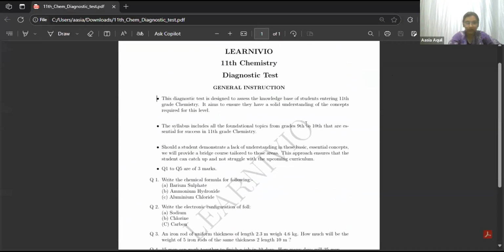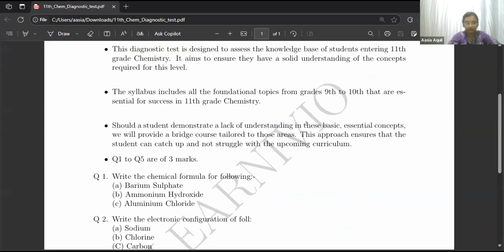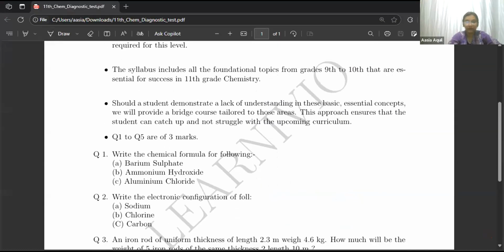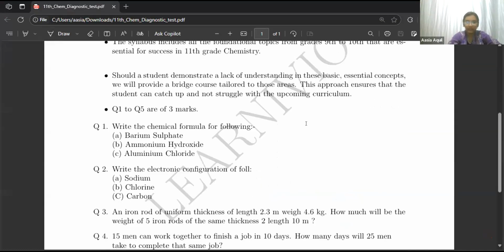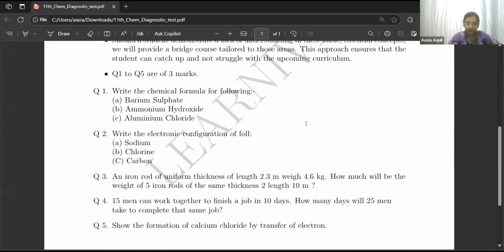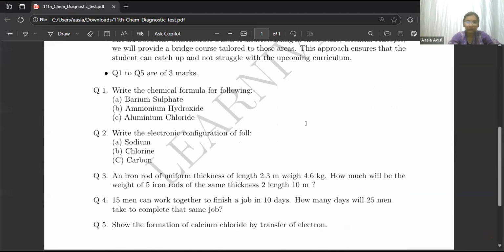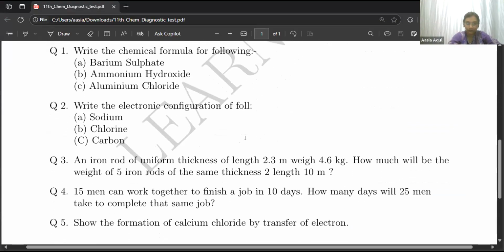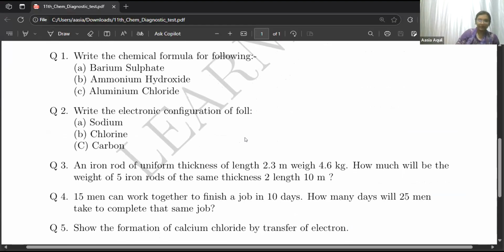Is the question visible, Amna? Yes, ma'am. There are 5 questions. Each question is of 3 marks, right? So just write down first in your notebook and tell me the answer one by one. Okay. I will write it down.